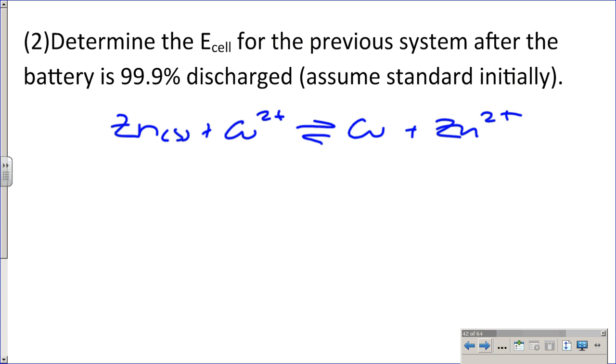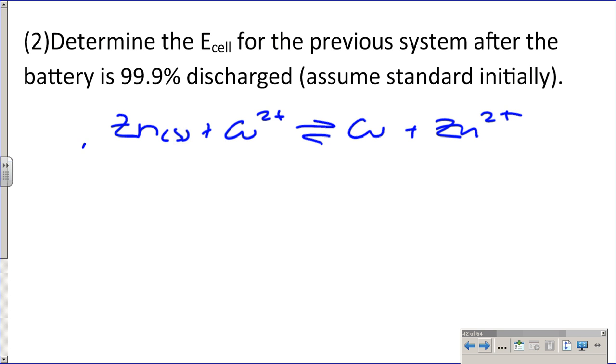After the battery is 99.9% discharged, assuming standard conditions initially. So we see after and we see initially. What does that kind of remind you of? Okay, I see it. You can do ICE or BDA, right? I'm going to just write BDA here on my paper, but truly it's an ICE table.